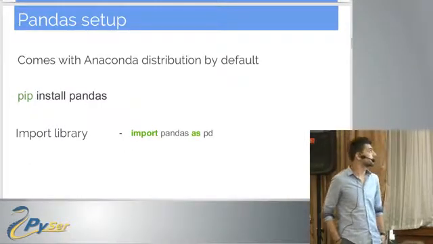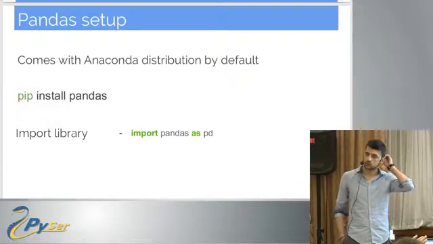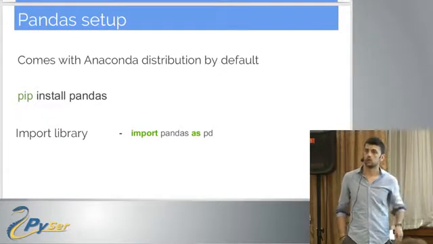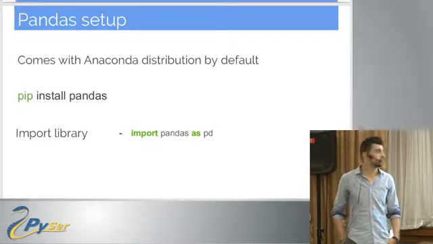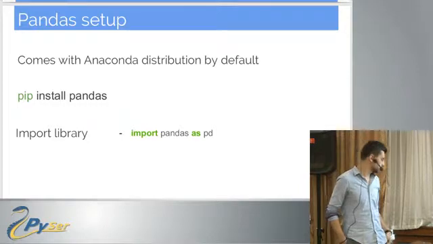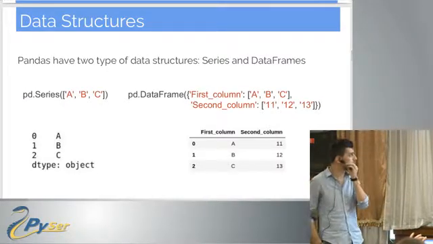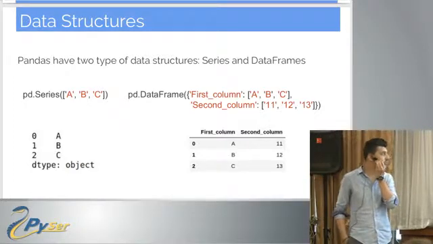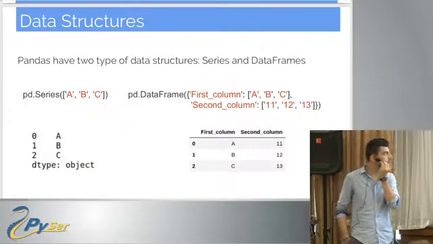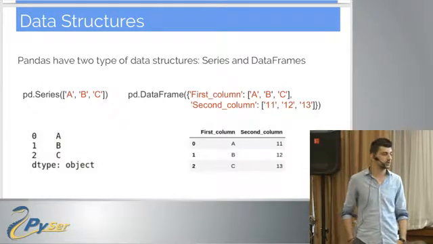And for Pandas setup, if you choose an Anaconda distribution, it will come by default. If not, you need to install it with pip install pandas, then import it in your script. Pandas has two types of data structures: series and data frames.